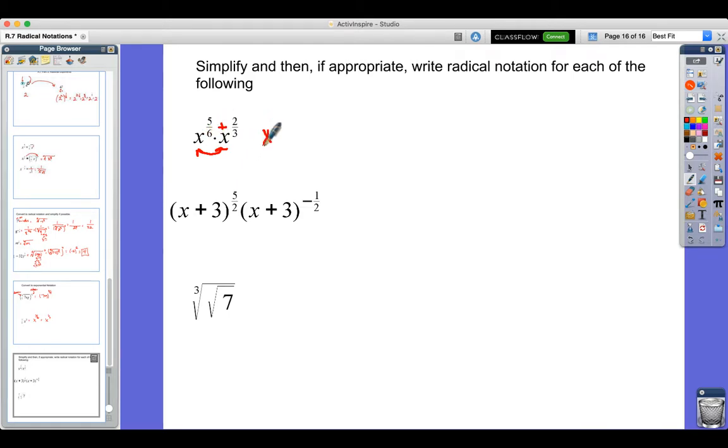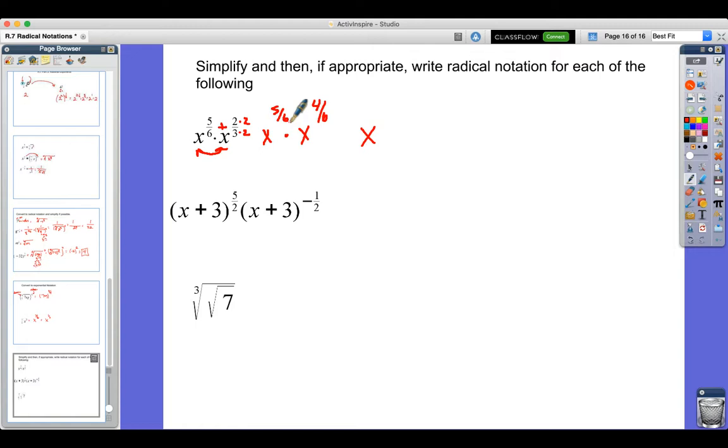So we're going to leave this first one as it is, x to the 5/6. But to make a 3 into a 6, I multiply that by 2. So I have to do that to the top as well. So we get x to the 5/6 times x to the 4/6. Now, because the base is the same, and now the denominator up here is the same, we can add this.